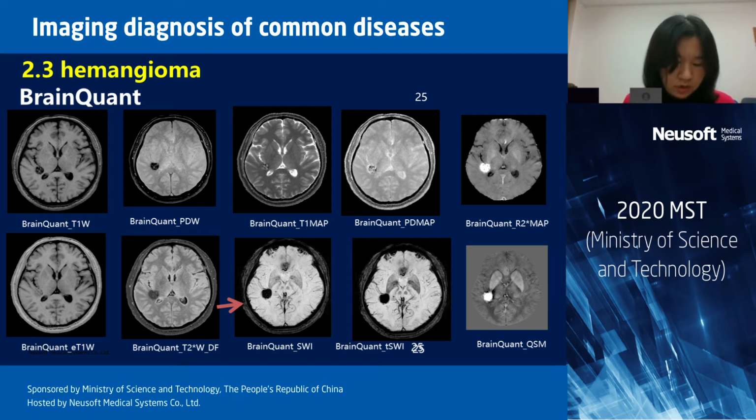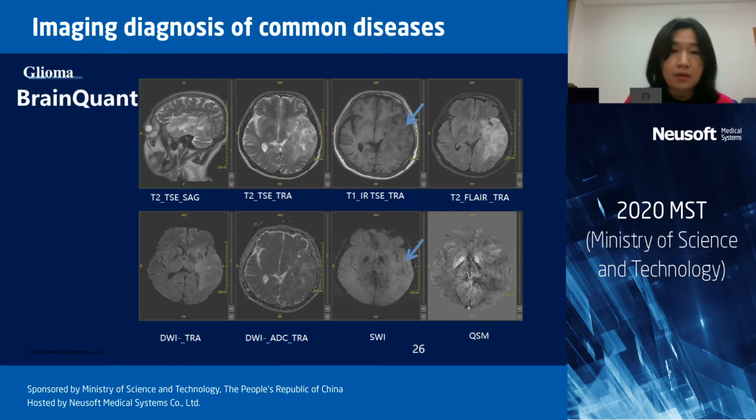Hemangioma. The new MR by NewSoft gives us precise and innovative imaging, providing images with multiple contrasts by Brain Count, which only consumes 6 minutes. The mass has mixed intensity on T1 and T2 weighted imaging, showing hyperintensity on SWI. The mass near the posterior wall of the right lateral ventricle is diagnosed as hemangioma.